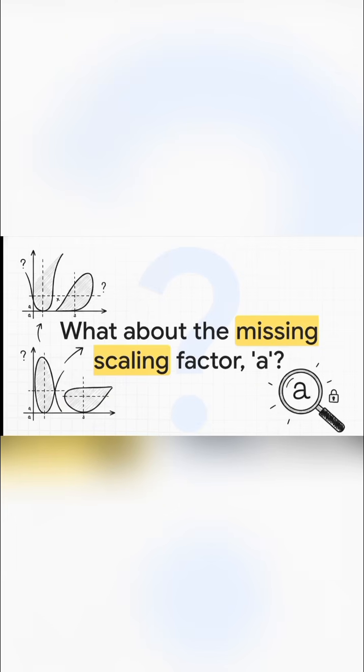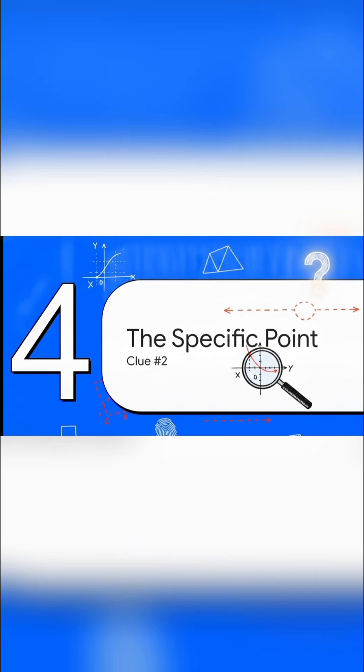But hey, every good mystery has a twist, right? Here it is. Just knowing where the graph crosses the axes is not enough to identify it completely. Think about it. There are infinitely many curves that could pass through those two exact intercepts. Some could be super tall and skinny, others really short and wide. To lock down the exact identity of this specific curve, we absolutely have to find that missing a value. So let's find it in part 4, clue 2, the specific point.